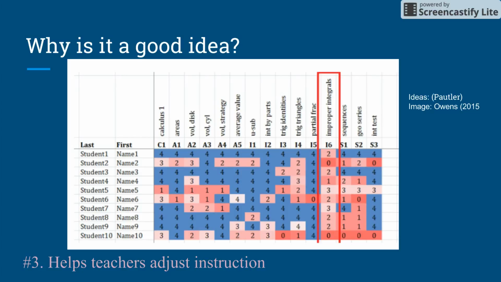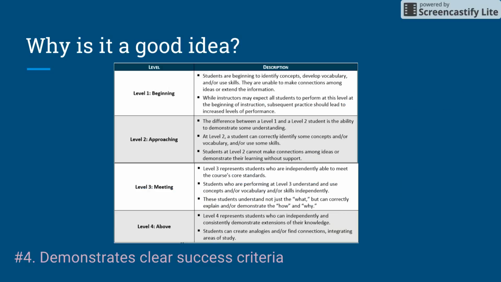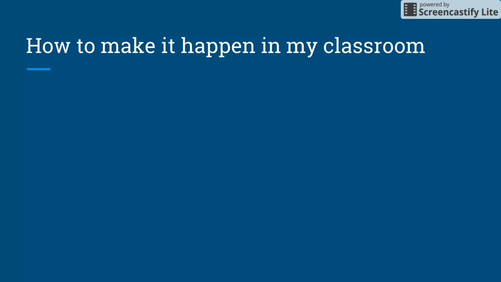It's a good idea because it helps teachers adjust instruction. In this example, this teacher clearly needs to work on improper integrals with the entire class because not a single person has it mastered. That tells a lot of information. And it demonstrates clear success criteria, with rubrics and exemplars and clear indications of what the student needs to do in order to reach each level. It's much more clear where that grade comes from.